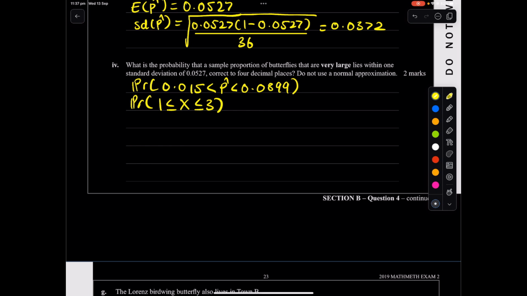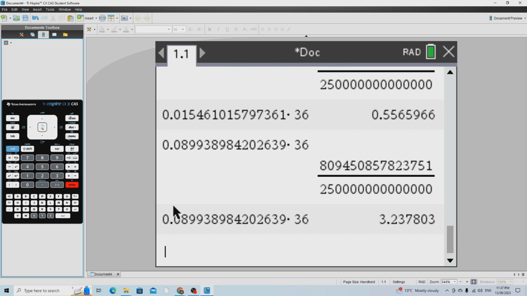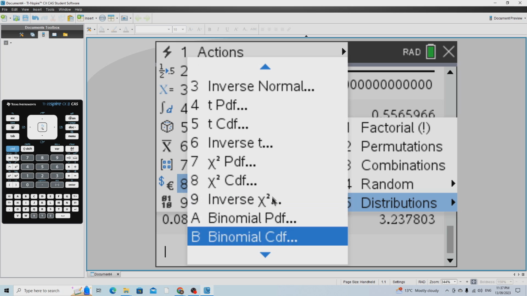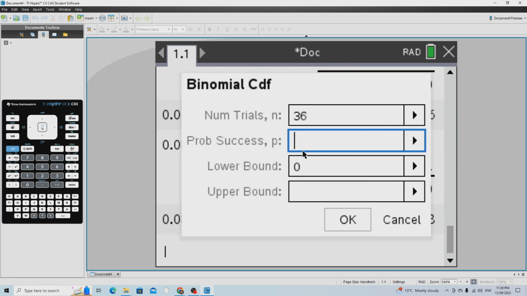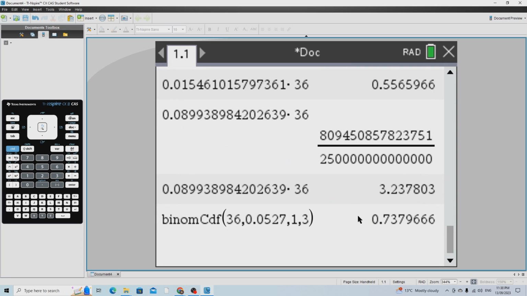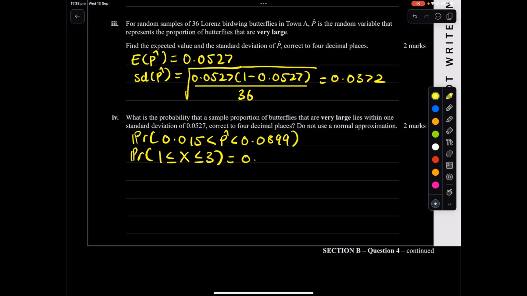So now we can just use probability. Menu, probability, distributions, binomial CDF. The number of trials is 36, your probability of success is 0.0527, your lower bound is 1, and your upper bound is 3. Enter that, and it gives you, to 4 decimal places, 0.7380. Is that right? 0.73737. Yeah, I hope so.